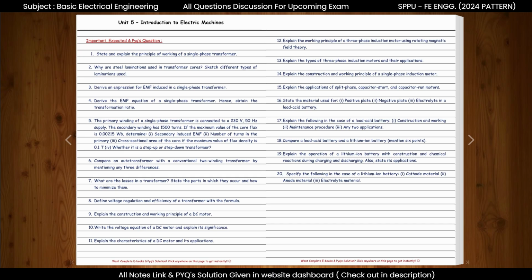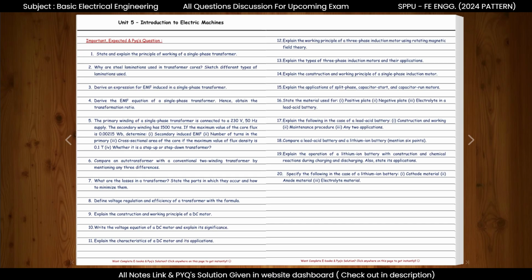Alright, let's move on to our next important topic. Explain the operation of a lithium-ion battery with construction and chemical reactions during charging and discharging. Also, state its applications. A lithium-ion battery has a cathode usually made of lithium cobalt oxide, an anode made of graphite, and an electrolyte that allows lithium ions to move. During charging, lithium ions move from cathode to anode, and during discharging, they move back from anode to cathode, releasing energy. These batteries are used in mobile phones, laptops, and electric vehicles.